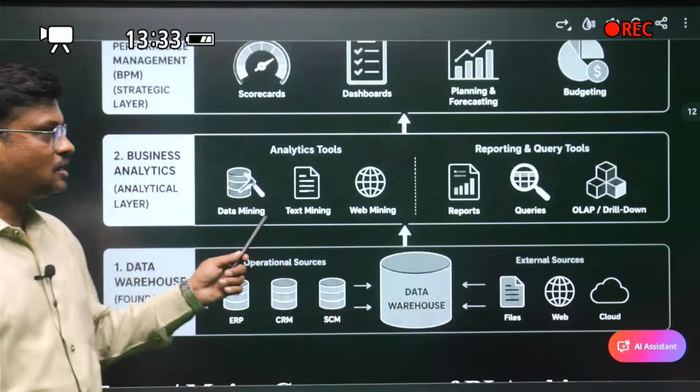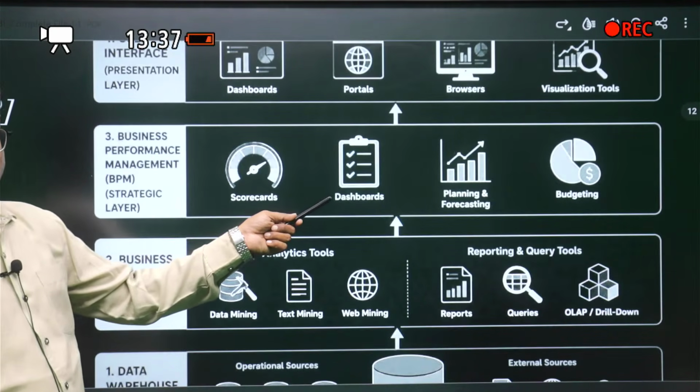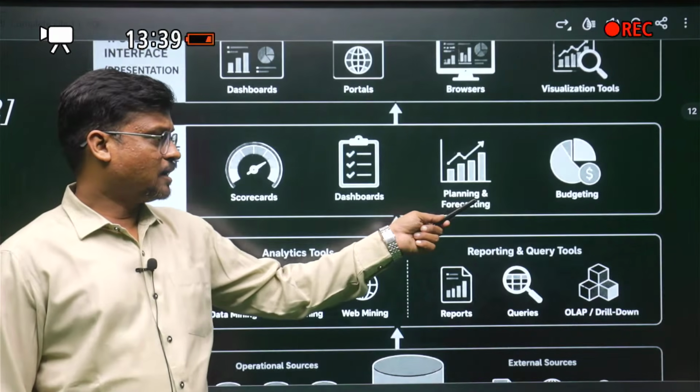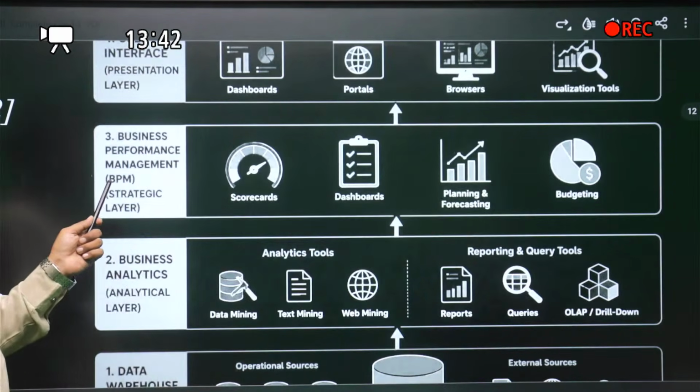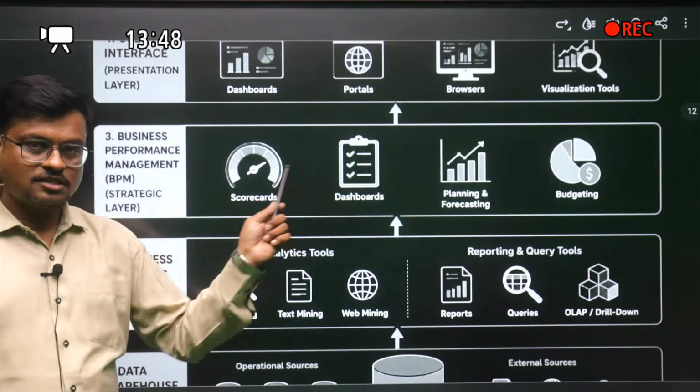Now, all these things I have to present to my user in a better way by using scoreboards, dashboards, planning and forecasting, budgeting. This is your third one. Business performance management, the strategy layer. You will be able to apply the different strategies according to this.